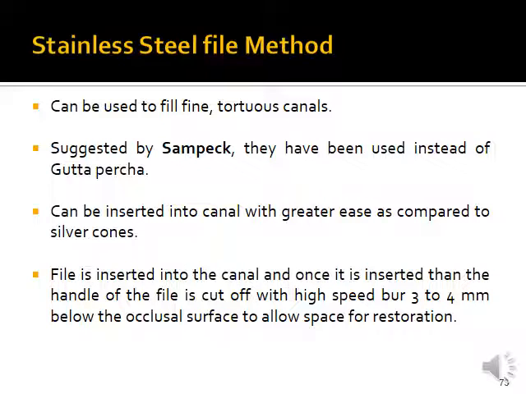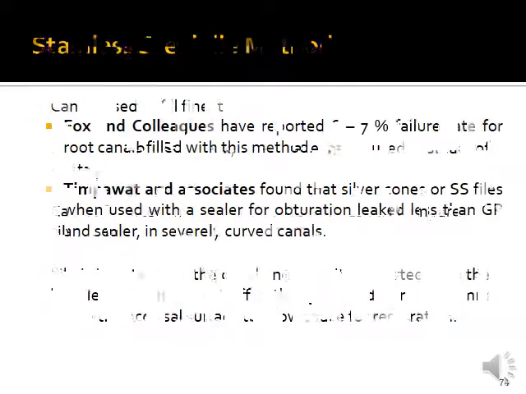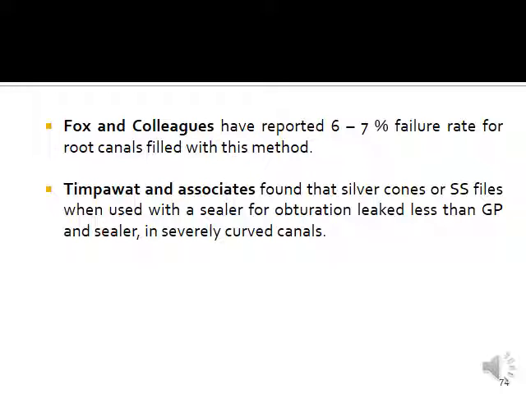Stainless steel file method can be used to fill fine tortuous canals, as suggested by Simpson. They have been used instead of gutta percha and can be inserted into the canal with greater ease as compared to silver cones. The stainless steel file is inserted into the canal, and once it is inserted, the handle of the file is cut off with a high speed bur 3 to 4 mm below the occlusal surface to allow space for the restoration. Fox and colleagues have reported a 6 to 7% failure rate for root canals filled with this method.